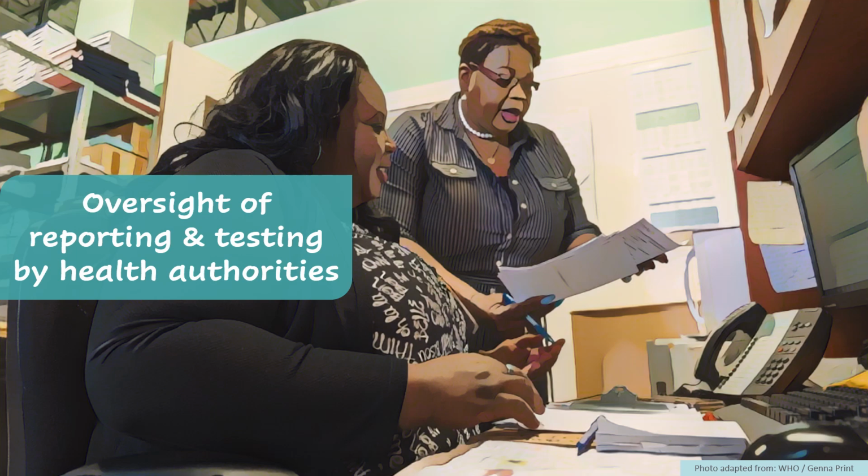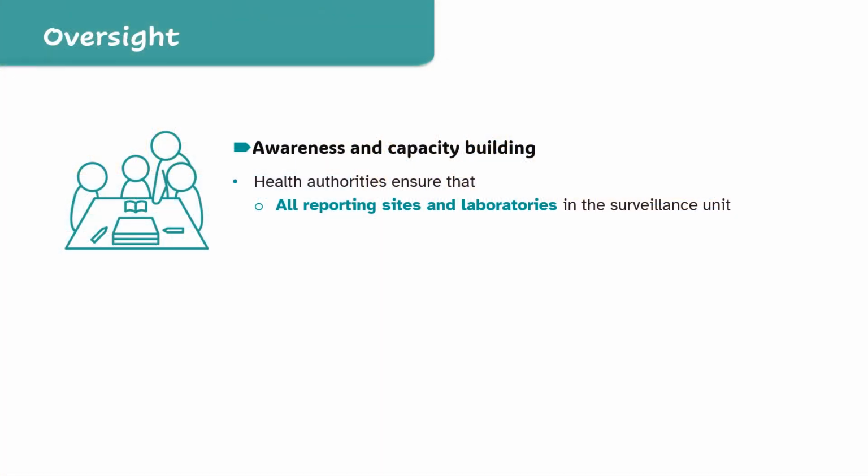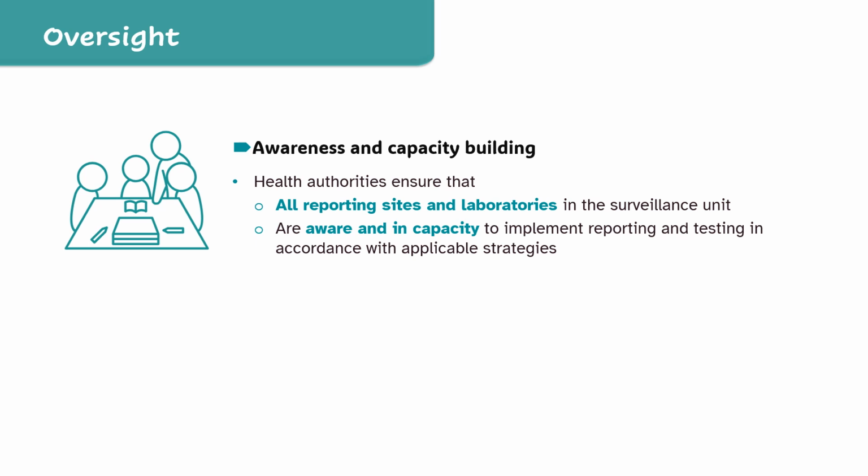Let's look into this. Health authorities are responsible for ensuring that all reporting sites in the surveillance unit, including for health facility-based surveillance and community-based surveillance, as well as laboratories performing cholera testing, are fully aware of the applicable strategies to report and test suspected cholera cases to track clusters, and are in capacity to implement reporting and testing accordingly.